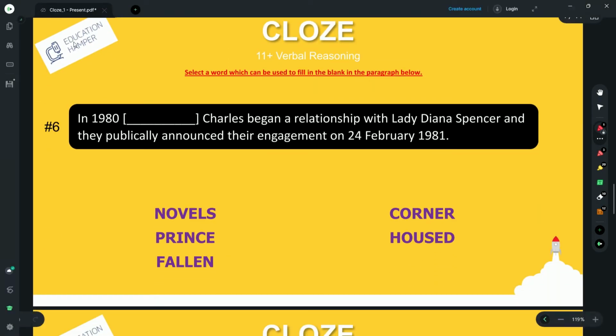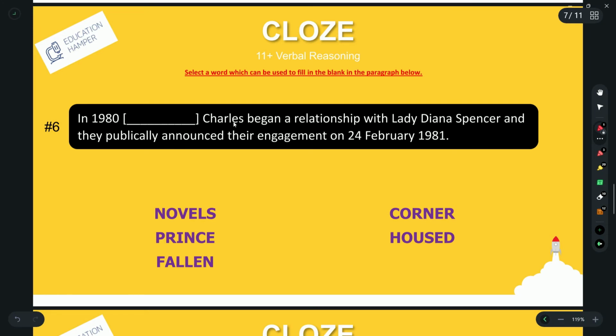6. In 1980, blank Charles began a relationship with Lady Diana Spencer, and they publicly announced their engagement on 24th February 1981. So this individual called Charles, who seems to have a title ahead of him, began a relationship with Lady Diana Spencer, and they announced it to everyone outside the immediate family, perhaps to the entire country. In this case, if we think we have a title, they were engaged to be married on this date. So let's see if we can find something that fits this.